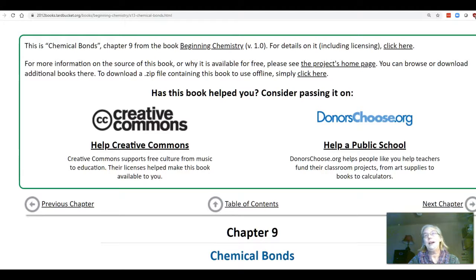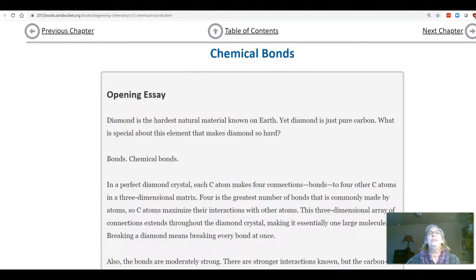So this chapter is about chemical bonds. This is what we think of when we think about a chemical reaction. We think, how are elements combining together? And that's called chemical bonding. So let's move down through this chapter together.